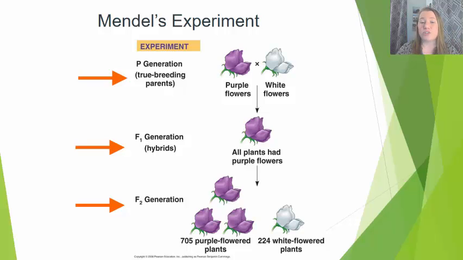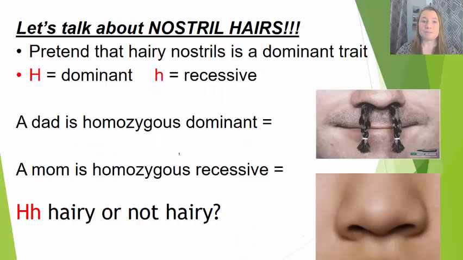Most of the genetics that we do in this class are called Mendelian Genetics because of the work that Gregor Mendel did. So let's look at an example here with nostril hairs. Pretend that hairy nostrils is a dominant trait. So we will use a capital H to represent the dominant allele and a lowercase h to represent the recessive allele. Notice that we are using the same type of letter for both traits, but the capital version of that letter is associated with the dominant.